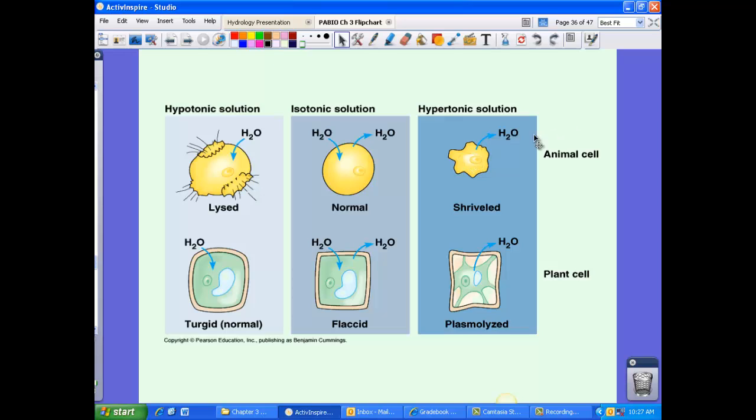And in a hypertonic solution, water moves out of the cell, so it's moving from high inside to low outside. And in an animal cell, it causes a shriveled cell. In a plant cell, the worst case scenario, it could become plasmolyzed. This is actually where the plasma membrane is ripped apart from the cell wall, and the cell at this point is pretty much dead. There's no way to fix a cell like this. So if you see a flower or a plant that is dead, basically, it's plasmolyzed. Chances are the water has rushed out of the cell and it cannot be repaired.